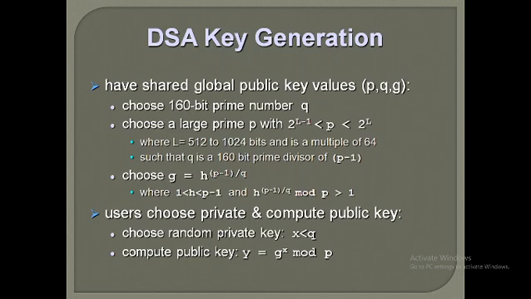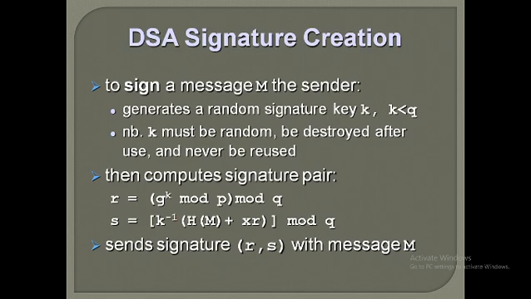And then we have G being computed. G is going to be H power (P minus 1) by Q mod P, where H ranges from 1 to P minus 1, and H power (P minus 1) by Q mod P must be greater than 1. So based on these conditions, H can be selected, and G is also computed, and then the random private key X is generated, and the public key is computed based on the private key. So G power X mod P is the public key, that is Y. Y is the public key and X is the private key.